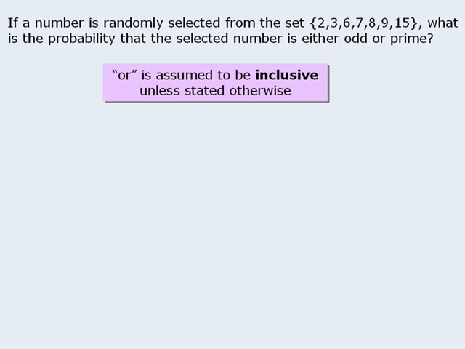Please note that unless told otherwise, we must always assume that the word or is inclusive. This means that if we are examining the probability that event A or event B occurs, we must consider the outcomes where event A occurs, outcomes where event B occurs, and outcomes where both events occur.